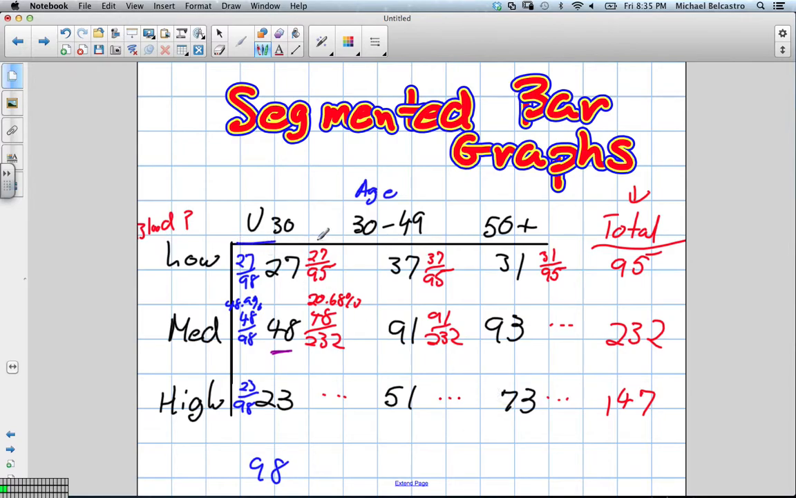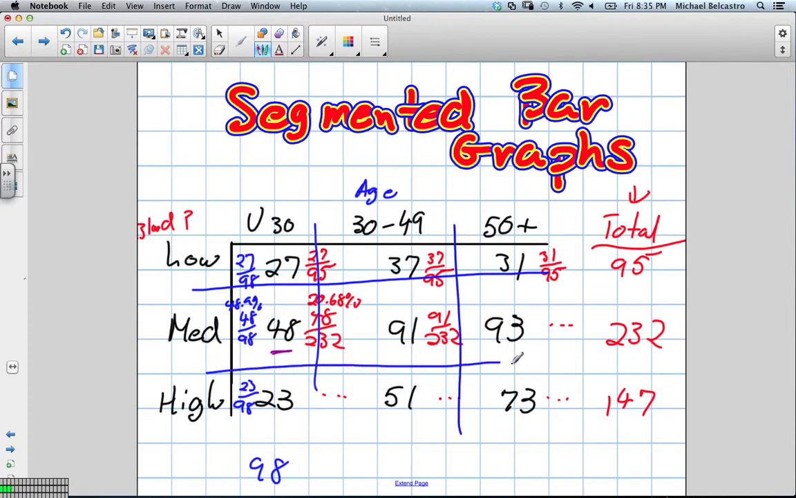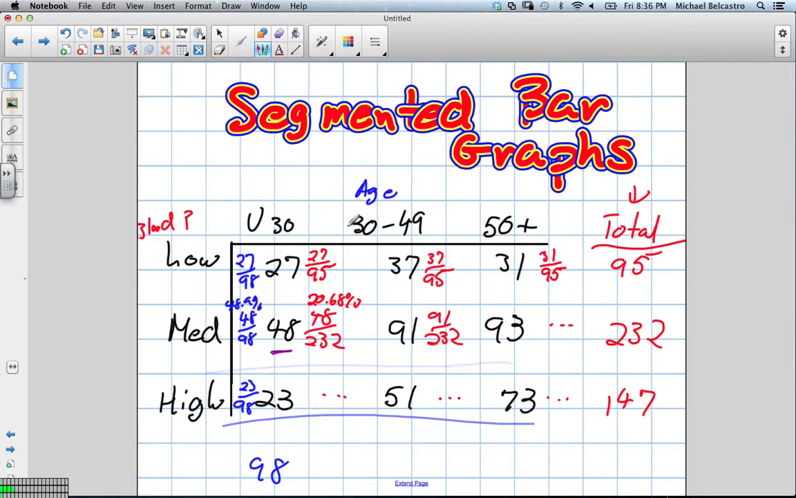On the top in our columns, meaning things that head downwards, these deal with all of the ages of the population: people under 30, people between 30 and 49, and people above 50. And in our rows, we're dealing with just the blood pressures. Low blood pressure, medium, and high. We marginalize this. The very first question asked us to find the marginal distribution of blood pressures.